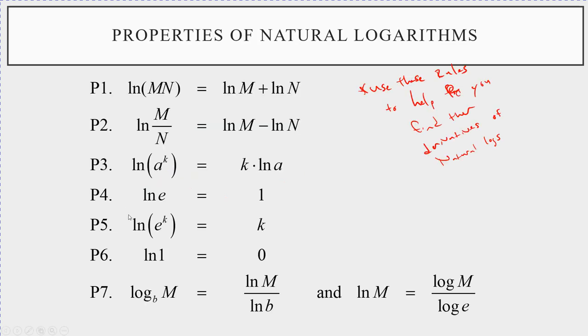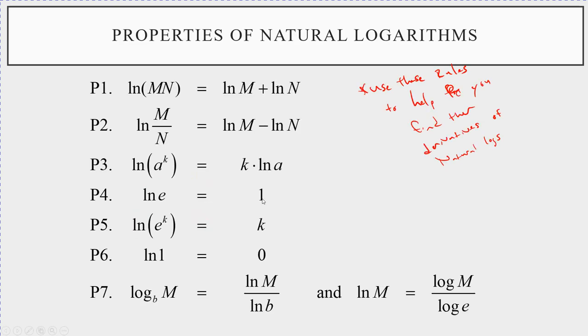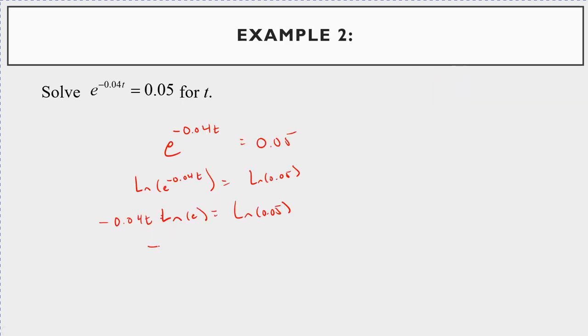We're using rule 3 here. You can bring the exponent down in front. So this becomes minus 0.04t times the natural log of e is equal to the natural log of 0.05. Well, look here, the natural log of e is just 1. So this is minus 0.04t is equal to the natural log of 0.05. Let's divide both sides now by minus 0.04.